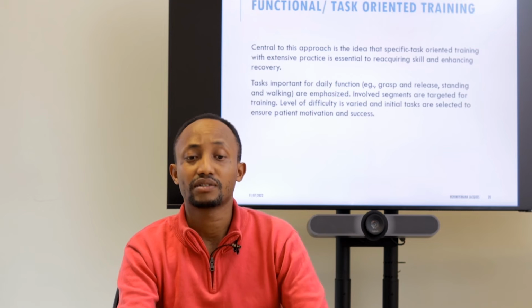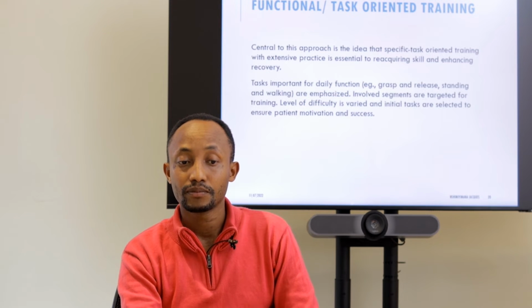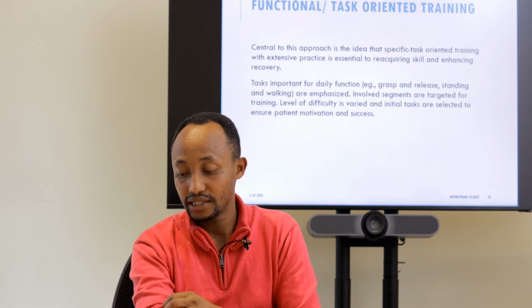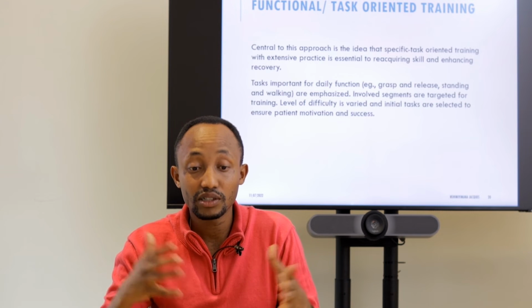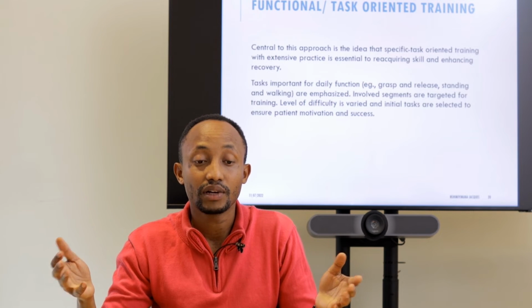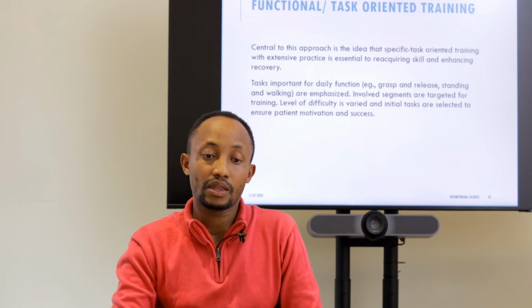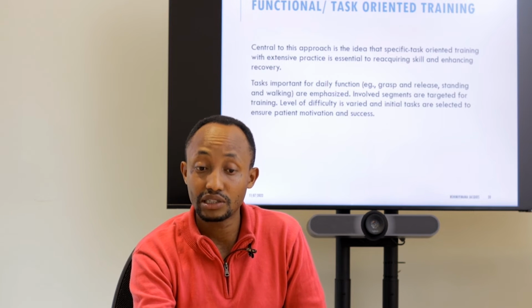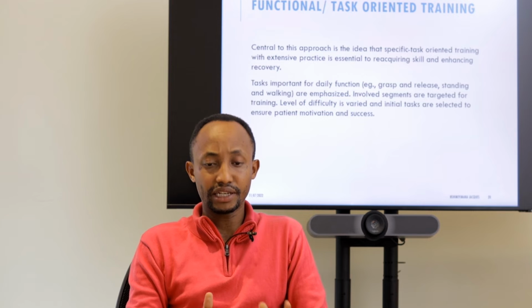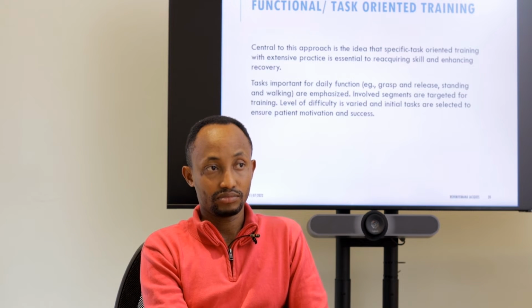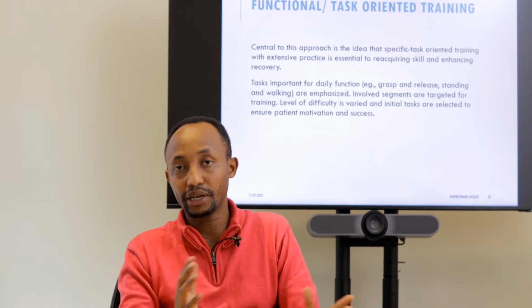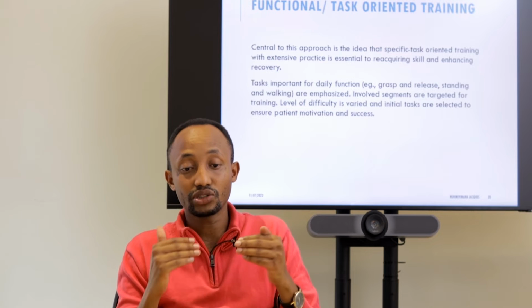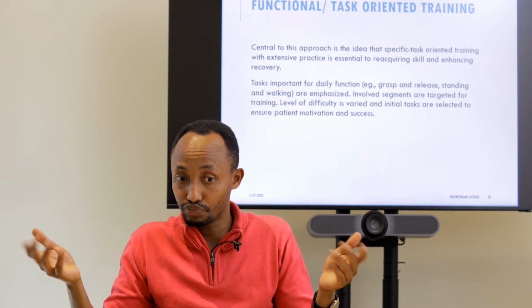So when you are using this model, you need to use tasks which are important. For example, if one has difficulties walking, they need to be practicing walking several times. And it involves segments targeted for training. Here, the level of difficulty is varied. At first, it can be guided. You can even be doing the movement passively. You do it for the patient, but with the aim to minimize the help and reach a point where you will be just coaching them on what to do.